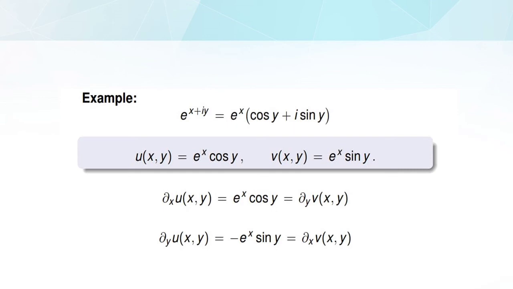Now we calculate ∂u/∂x, that is a function of x, y, equals e to the power x cos y, which equals ∂v/∂y as a function of x, y. And we have ∂u/∂y as a function of x, y equals minus e to the power x sin y, which equals minus ∂v/∂x as a function of x, y.